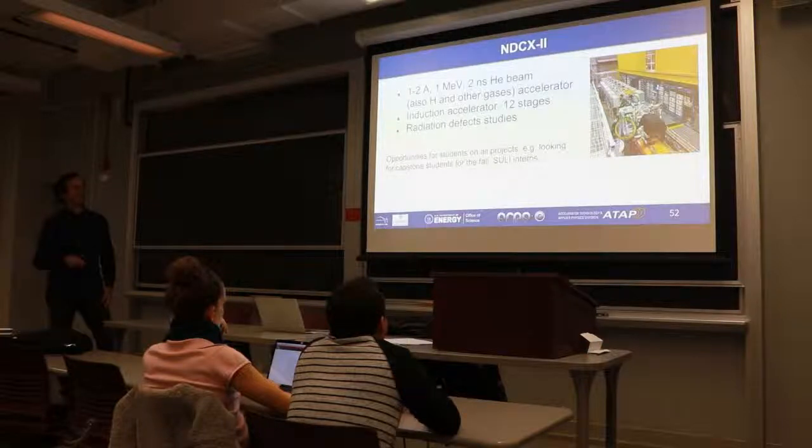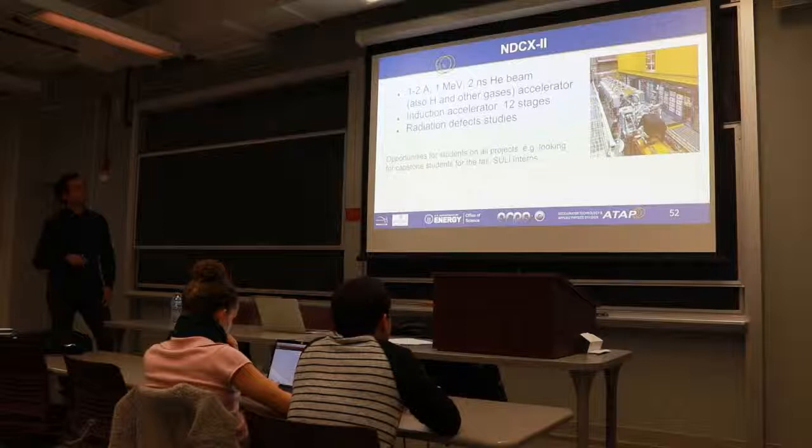The other thing that we have is a larger accelerator. This is an 11 meter machine, NDCX-2. I won't go into much detail, but it's a 1 MeV helium beam that has a very short pulse, like 2 to 10 nanoseconds, and a relatively high current, so we have amps of current. So it's a very unique machine in that sense. I won't be doing radiation defect studies, but it's a machine that's also available at the lab. We are always open for opportunities.